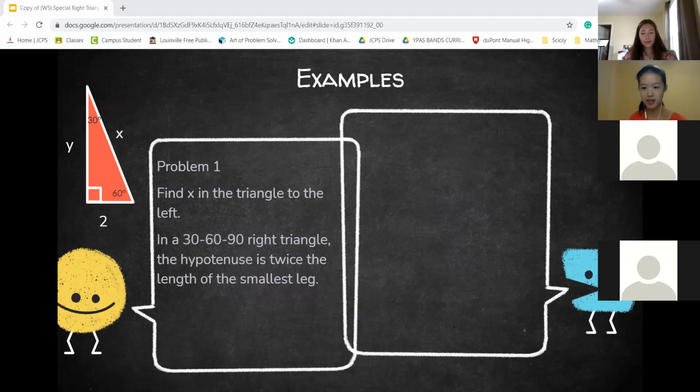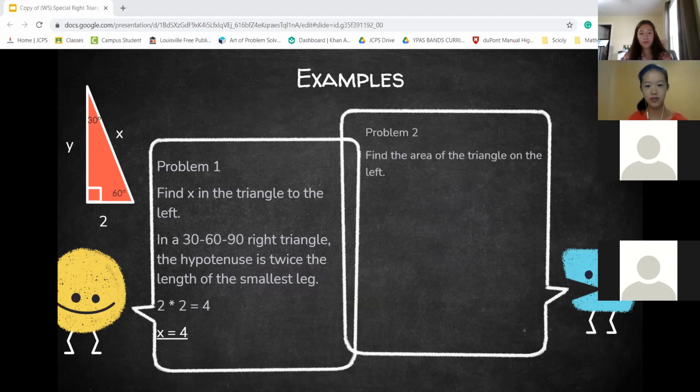So yeah, all you guys are correct. Remember that in a 30-60-90 right triangle, the hypotenuse will be twice the length of the shortest leg. So the hypotenuse is x, the shortest leg has length 2. To get the length of x, you just multiply 2 by 2, which is 4. And for the second problem, now we're going to want to find the area of this same triangle.